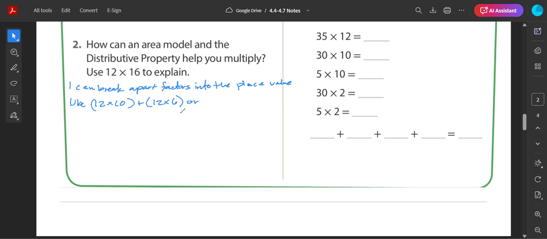Or, if you wanted to do it the other way around, let's do 16 actually. 16 times 10 plus 16 times 2. So that's another way we could have done it. And of course, we're using the distributive property to multiply each of the tens and ones.